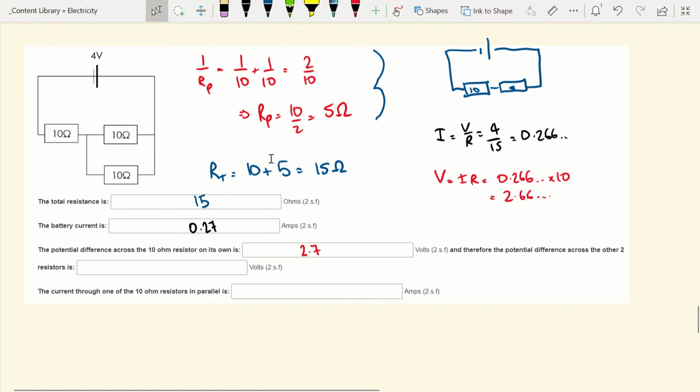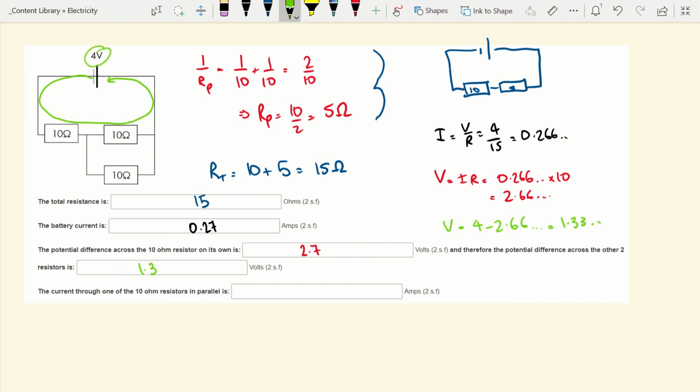Okay, so then it says, and therefore, what is the potential difference across the other two resistors? Well, it's got to be, so potential difference has to be the EMF, so 4 minus 2.666 is 1.33. So we can write 1.3 in there. Because remember, any loop you go around the circuit, the potential differences must equal the EMF. So let's say we've got this conducting pathway here. The total EMF is 4. We calculated already that this here is 2.66. Therefore, across this one must be 1.33 in order for these two to add together to give that one.